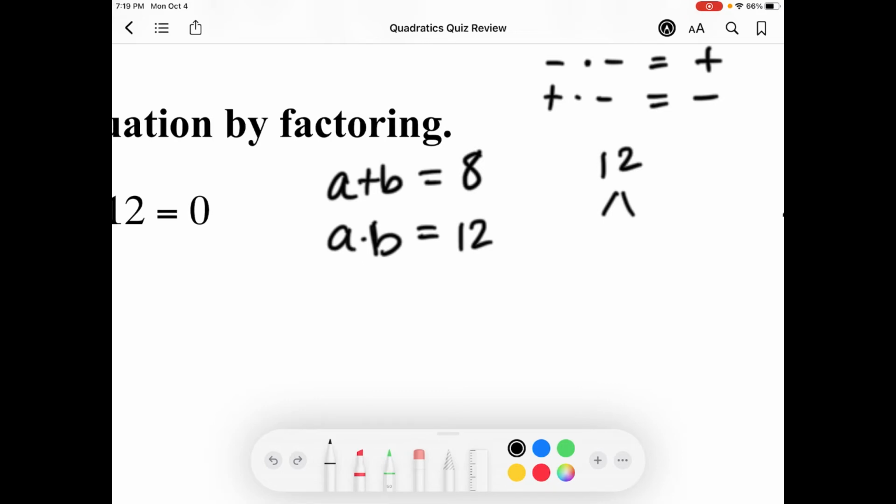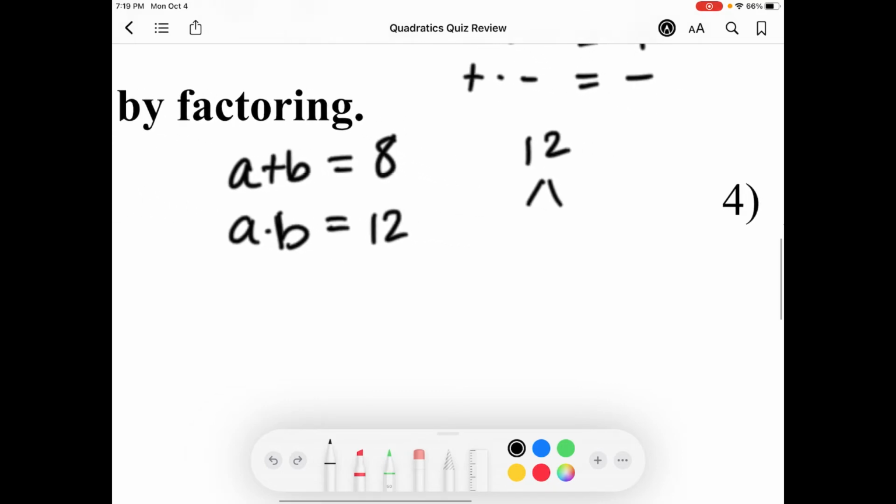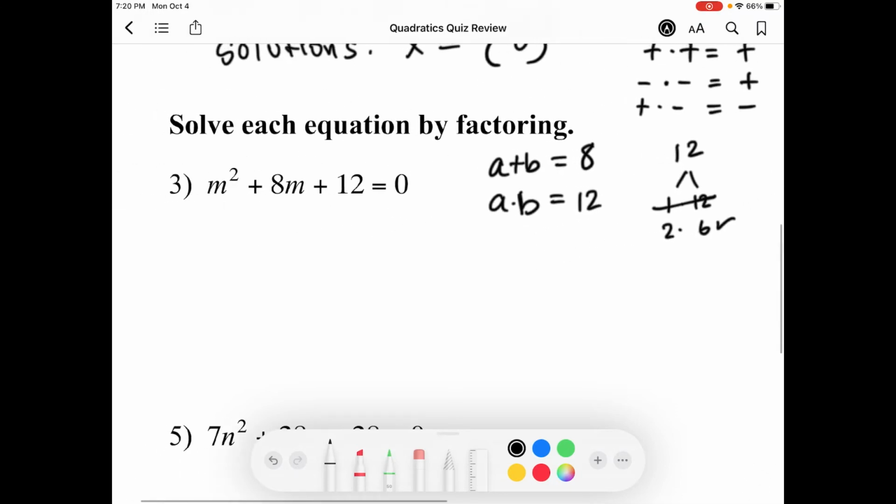Okay, so let's go through the factor tree of 12. We're going to look for just two numbers that multiply to 12. We'll start off with 1 times 12. If you were to add 1 and 12, they do not equal 8, so these do not satisfy both of the equations. Next is 2 times 6. And if you added them up, 2 plus 6 is 8. So those are our two numbers, right?